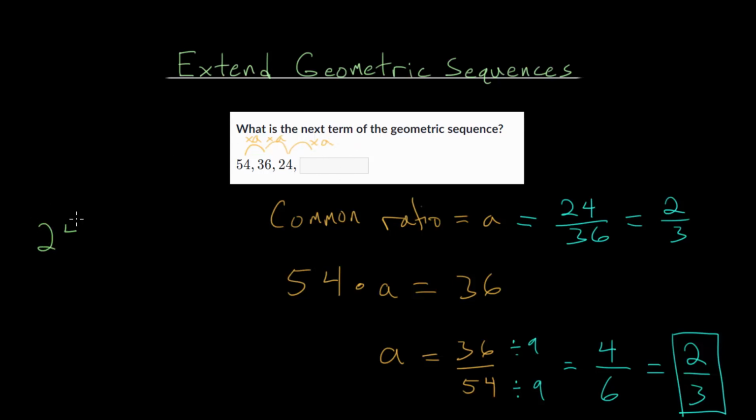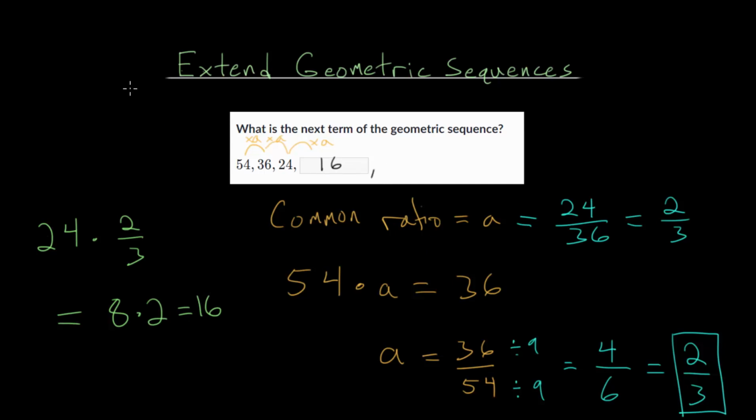So what we need to do here is figure out what our next term is. We can take 24 and multiply it by that common ratio of 2/3. And 24 divided by 3 is 8. And 8 times 2 is 16. So 16 would be the next term of that sequence.